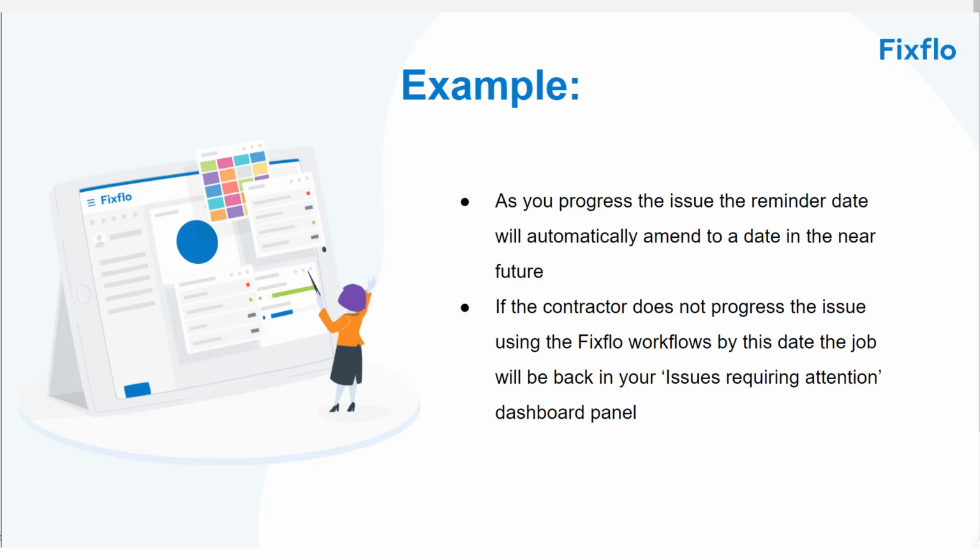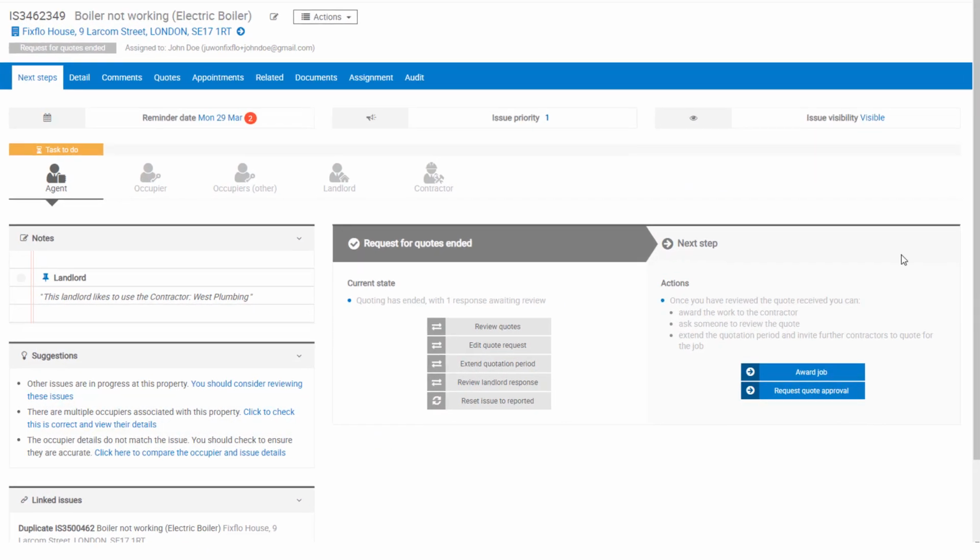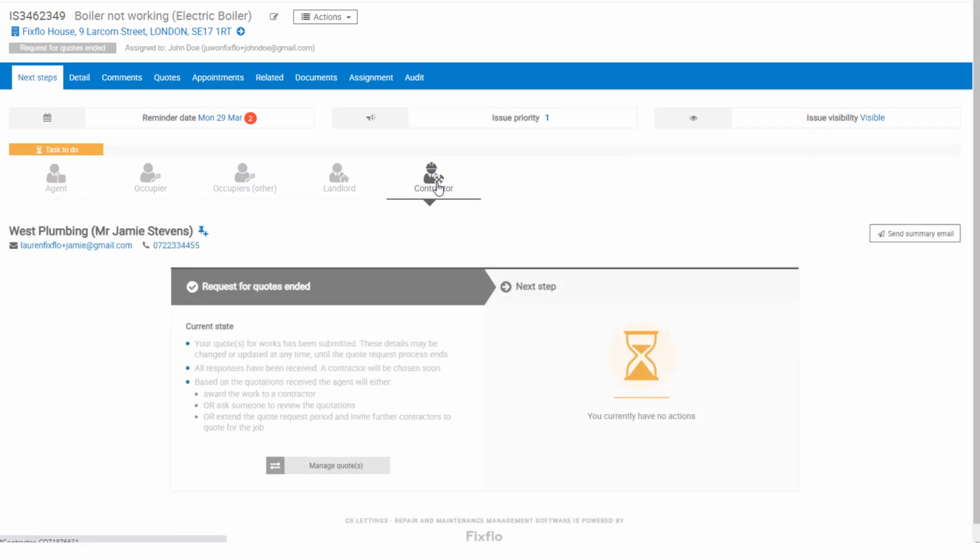You could then either manually chase the contractor using the Comments tab, or perhaps reach out with a phone call. It is recommended that you add a private note on the Comments tab if you decide to call them, so that this is then logged within the issue itself. Alternatively, you can go into the issue and click on the profile of the party you are waiting for, in this example the contractor, and click on Send Summary Email. This will send the contractor an email regarding the issue, reminding them that they need to resolve this.